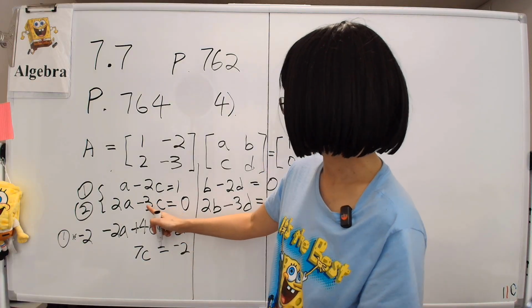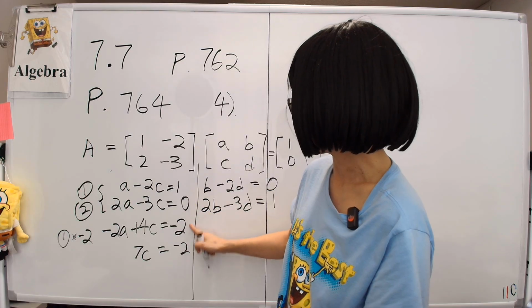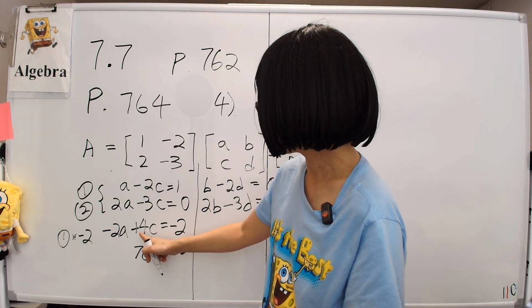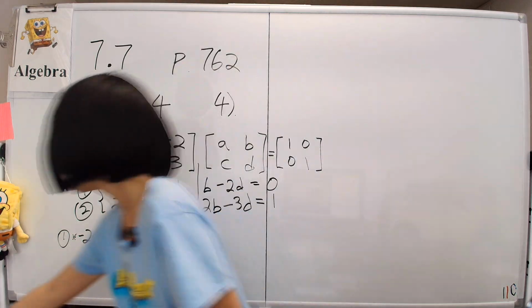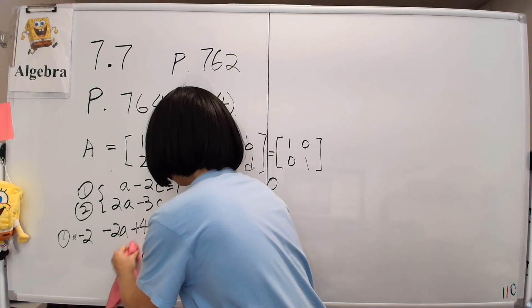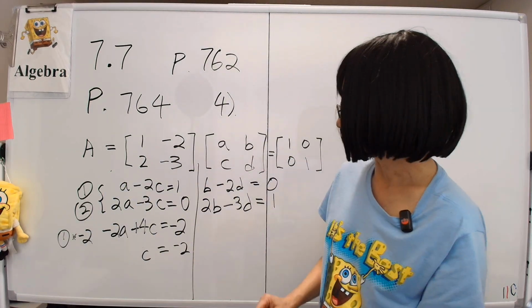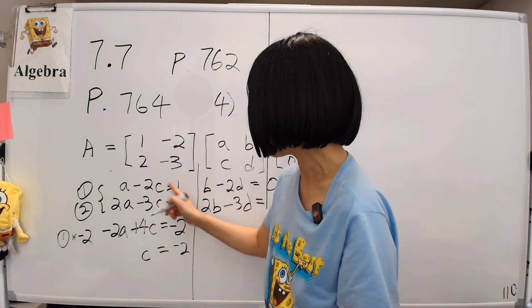I'm supposed to do this, where we were doing this row plus this line, this equation plus this equation. So minus 3 and plus 4, that is just c. That's the right answer. C equals negative 2. All right. So far we got C. If C is minus 2, then A equals 1 plus 2C.